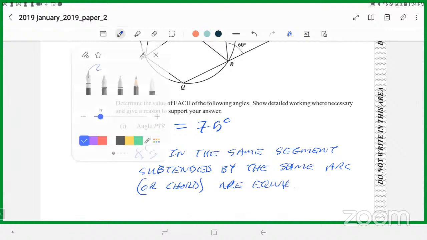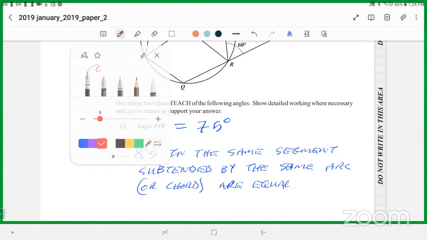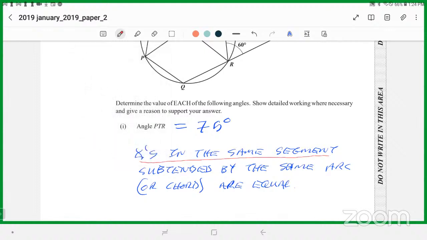But I feel if you wrote just this in the exam, they would give you the marks. Angles in the same segment are equal. If you just wrote that alone, they give you the marks. So anybody who wrote just that can take the marks.